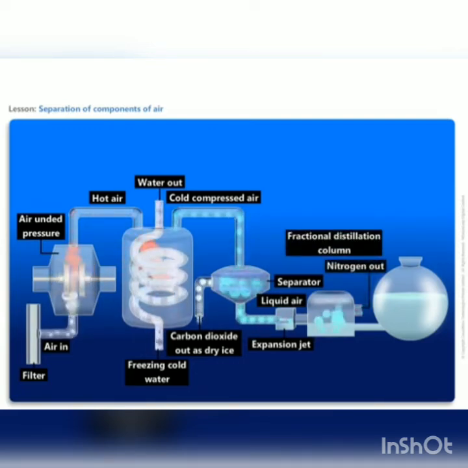Nitrogen first boils at -196 degrees centigrade and is separated. The argon, which boils at -186 degrees centigrade, is collected. Oxygen, which has a higher boiling point, is left behind and is collected separately.